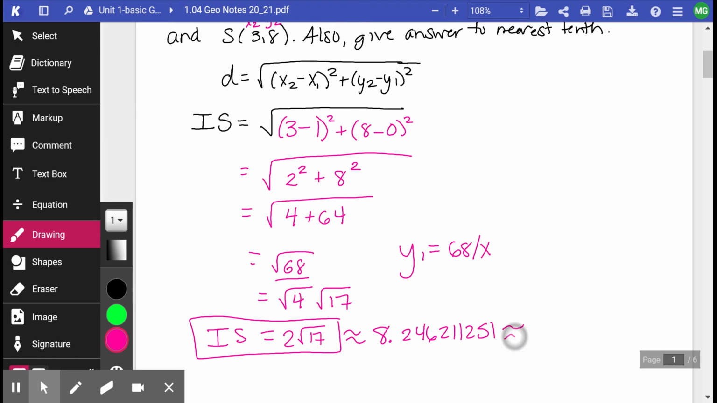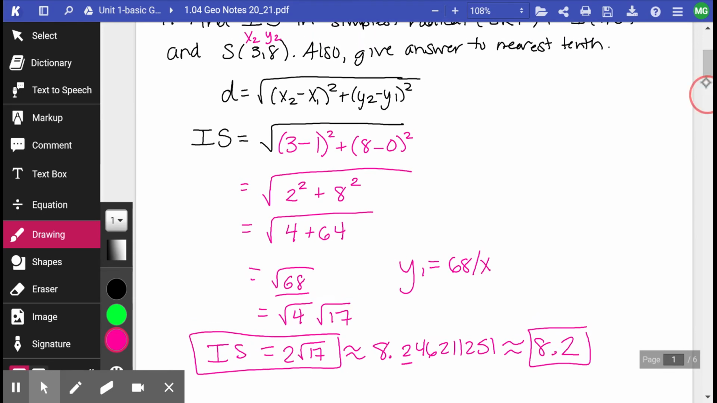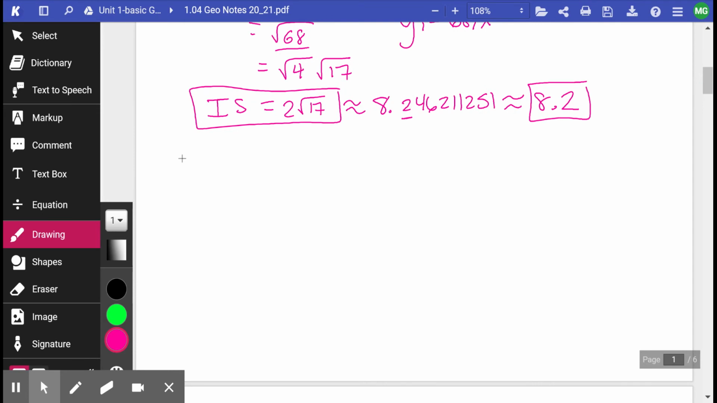And we write that all out, then round to the nearest tenth, which is the first decimal, so 8.2. And don't just write that down from me. Make sure you actually type that in to your calculator.